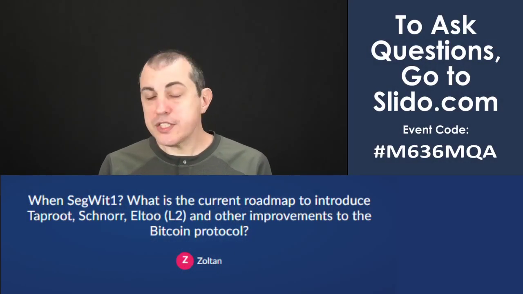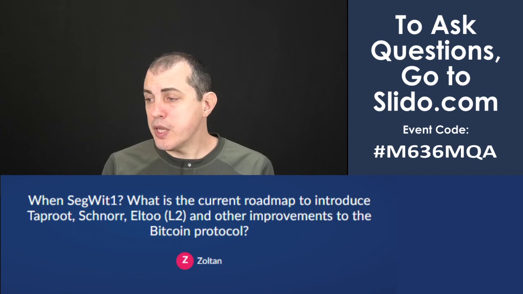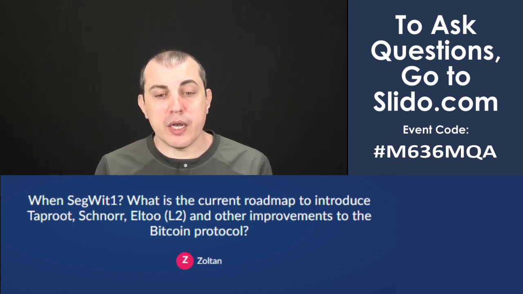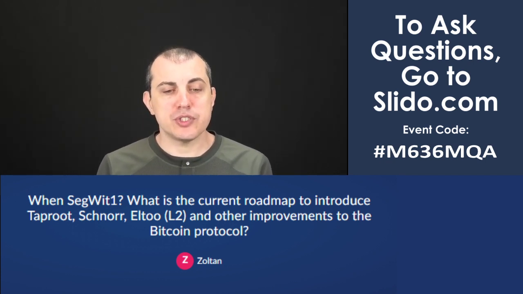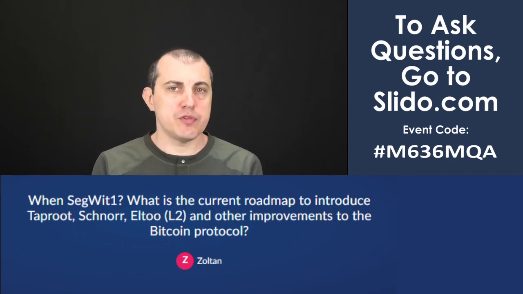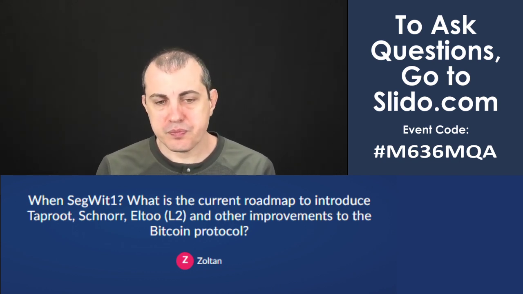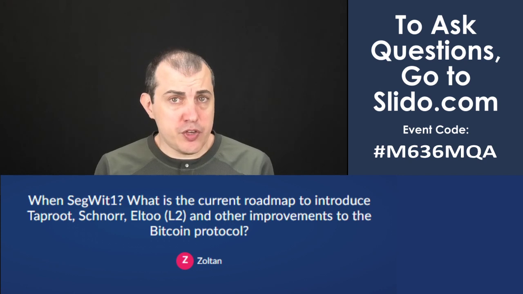All right, our next question comes from Zoltan. Zoltan asks, when SegWit 1, what is the current roadmap to introduce Taproot, Schnorr, Eltoo, and other improvements to the Bitcoin protocol? All right, Zoltan, a few clarifications.